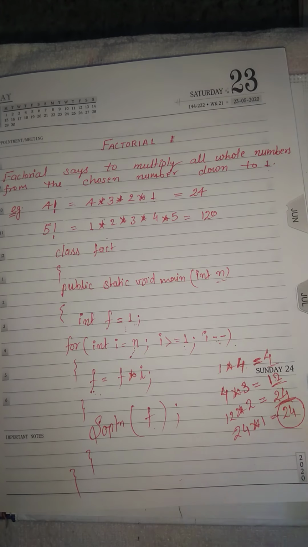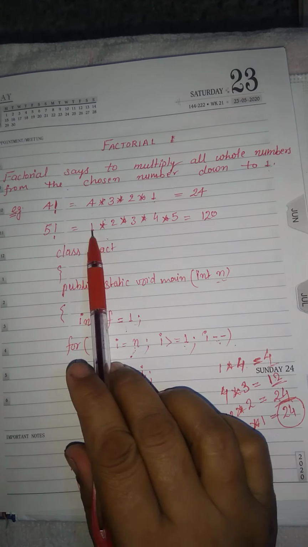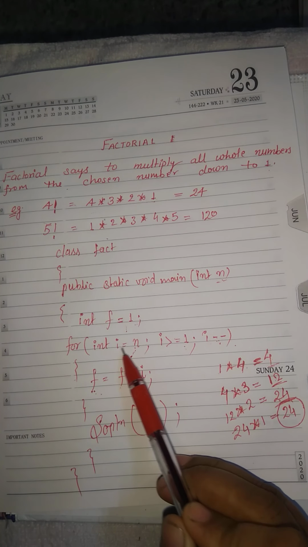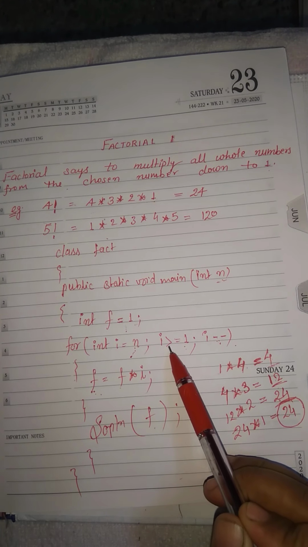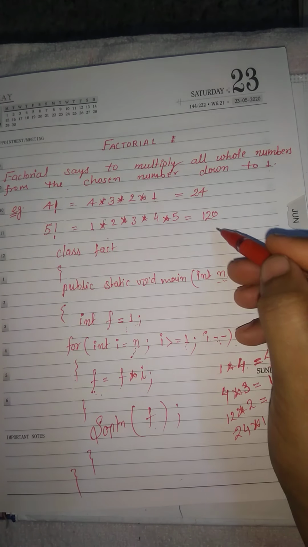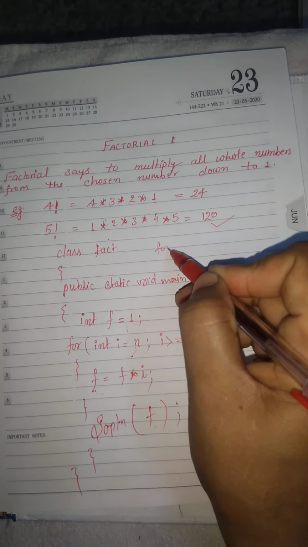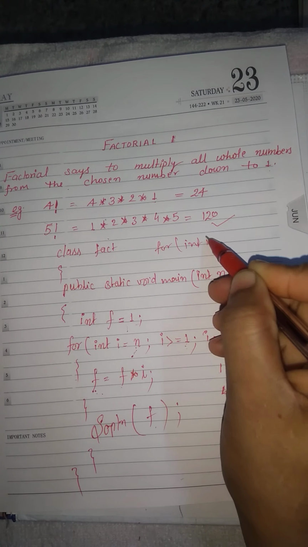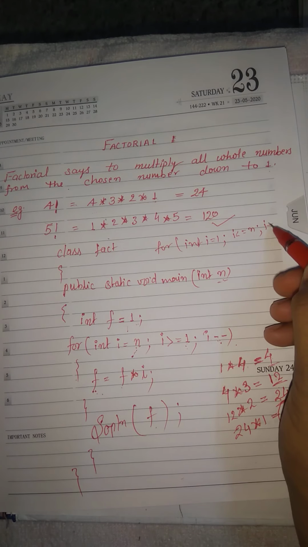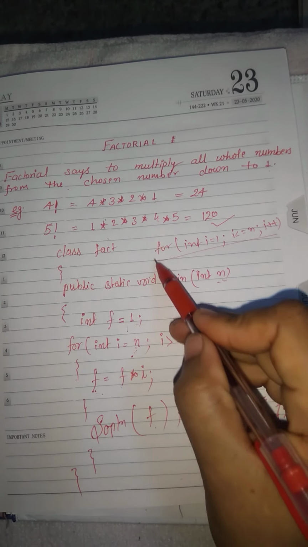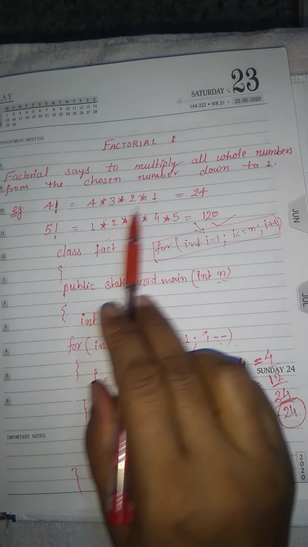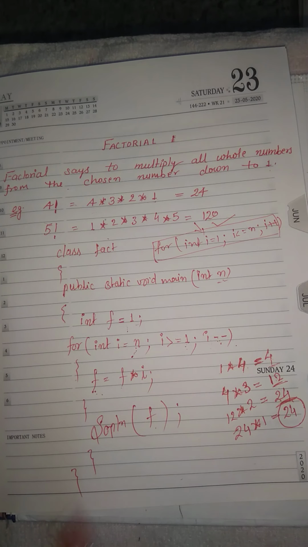Or if you want to print this type of pattern, this type of logic, you start with i is equal to 1, i less than or equal to n, i plus plus. If you want to print this type, your for loop will be int i equals 1, i less than or equal to n, and i plus plus. This is the change. When you want to print like this, we need a reverse loop.